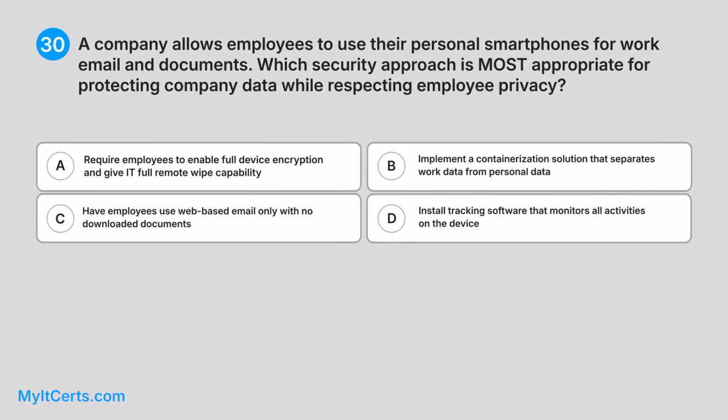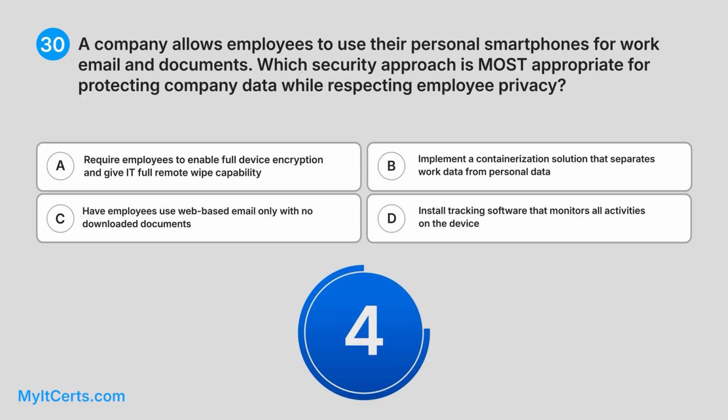30. A company allows employees to use their personal smartphones for work email and documents. Which security approach is most appropriate for protecting company data while respecting employee privacy? A. Require employees to enable full device encryption and give IT full remote wipe capability. B. Implement a containerization solution that separates work data from personal data. C. Have employees use web-based email only with no downloaded documents. D. Install tracking software that monitors all activities on the device.